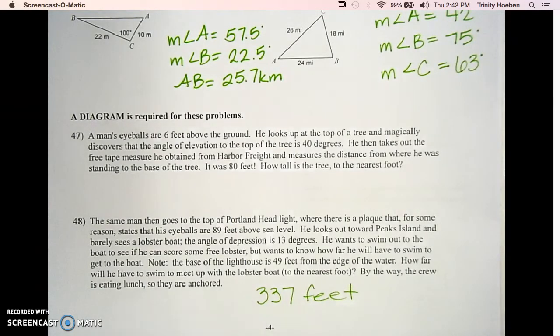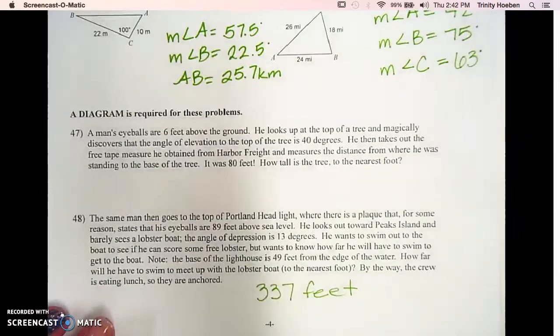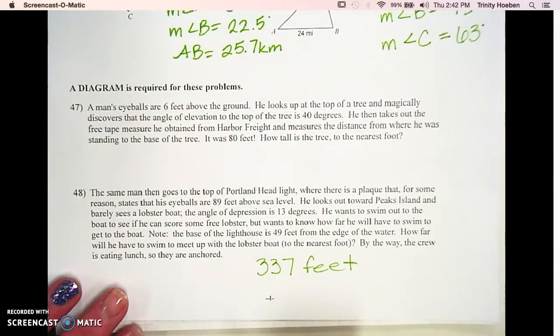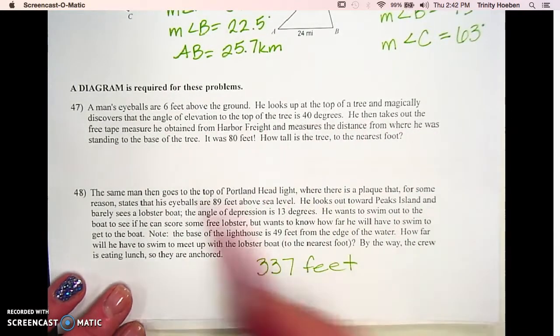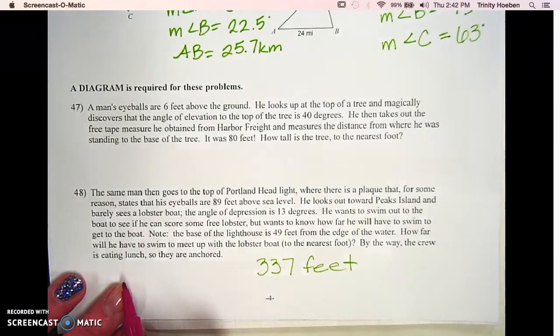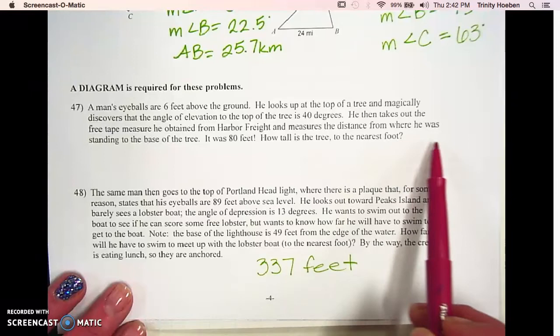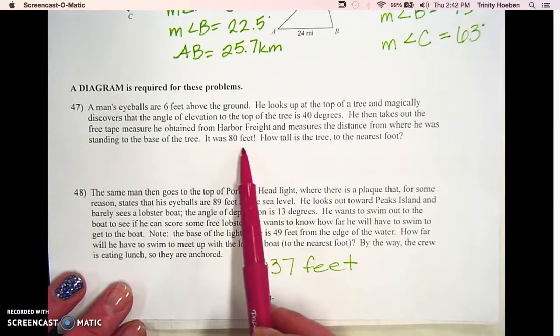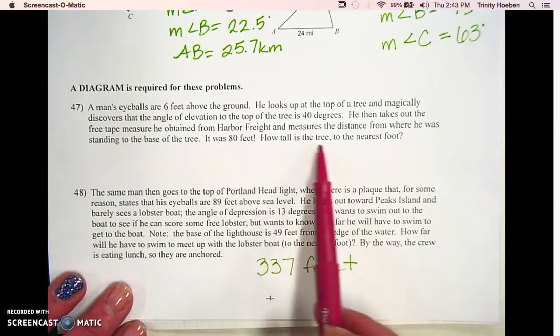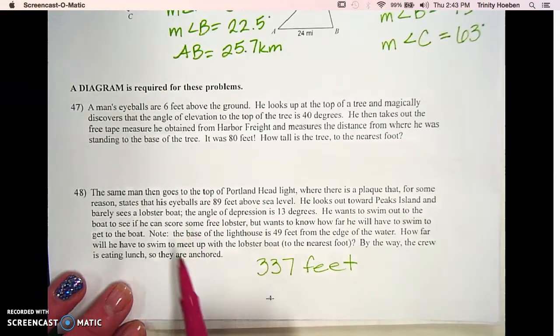Jumping down to number 47. A man's eyeballs are 6 feet off the ground, above the ground. He looks at the top of a tree and magically discovers that the angle of elevation to the top of the tree is 40 degrees. He then takes out the free tape measure he obtained from Harbor Freight and measures the distance from where he was standing to the base of the tree. It was 80 feet. How tall is the tree to the nearest foot?